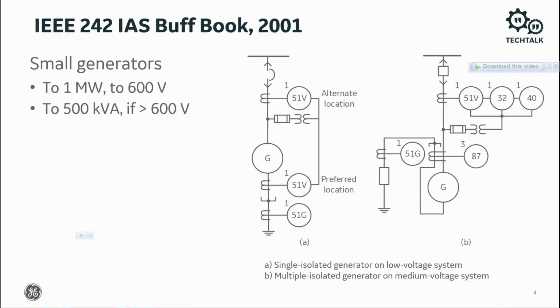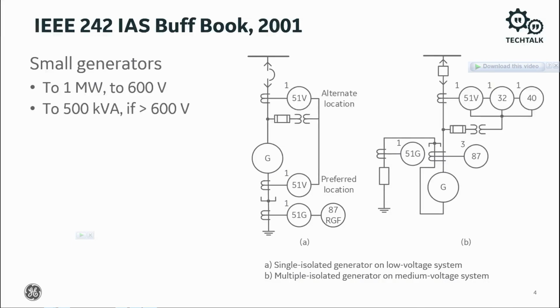Add device 51G, a ground time overcurrent relay. Today, we could add a restricted ground fault or restricted earth fault element in small generator protection to add stator ground fault protection to the bottom 35% of the stator windings.